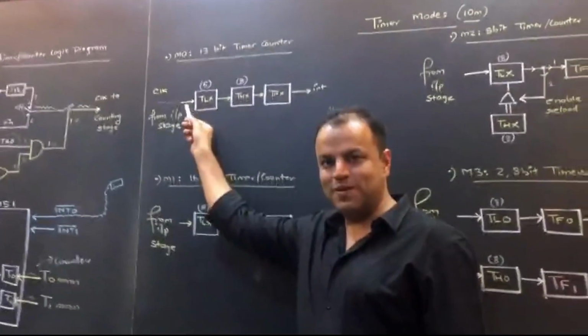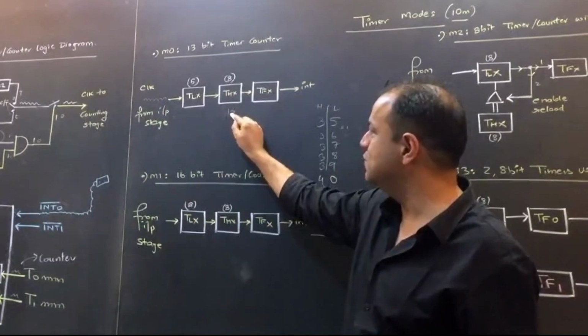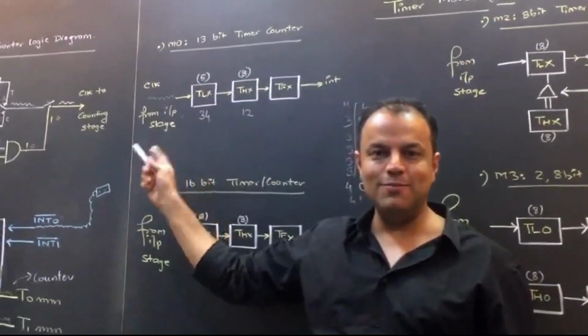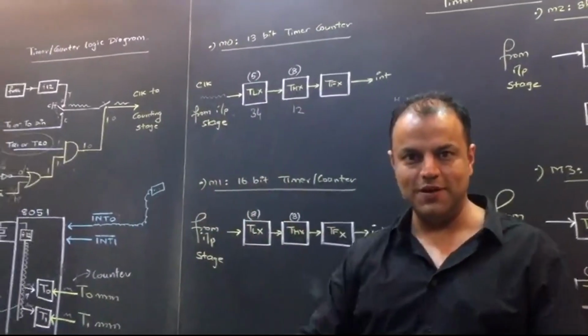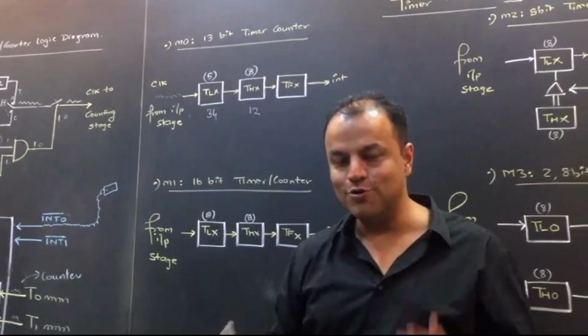On every clock pulse, the lower byte will increment. Suppose your count was 1, 2, 3, 4. This is 1, 2. This is 3, 4. Every clock pulse will only increment the lower byte. Did you understand this? 1, 2, 3, 4 will become 1, 2, 3, 5, not 1, 3, 3, 4. If you draw it the other way around, you're drawing rubbish.